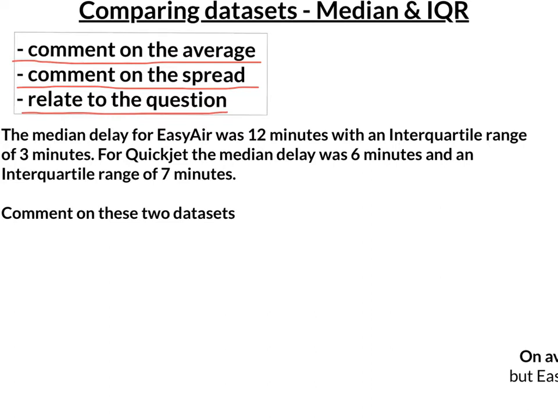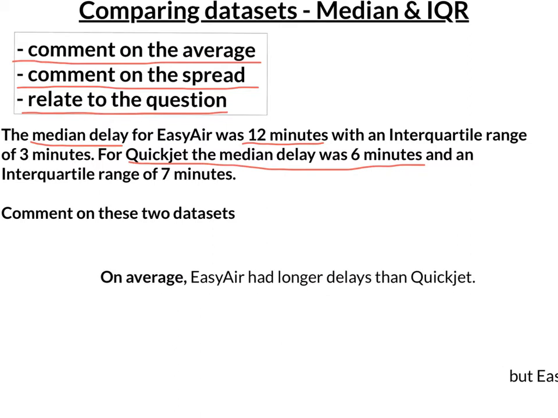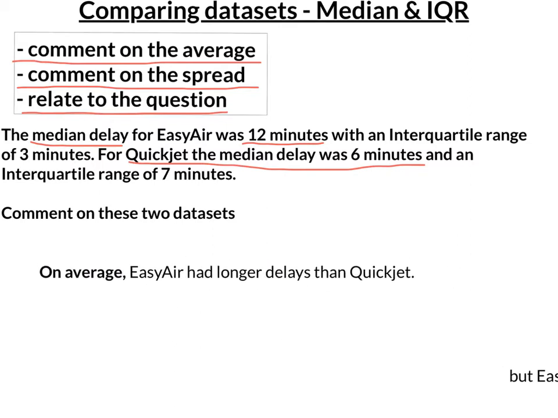And what do I know? That I know the median delay for Easy Air was 12 minutes. And the median delay for QuickJet was 6 minutes. So on average, the delay was more for Easy Air or less for QuickJet. So that's when I'm going to start my first sentence. So on average, Easy Air had longer delays than QuickJet. Okay, it was 12 minutes to 6 minutes. On average, we can't say that every plane was later, just the average amount.